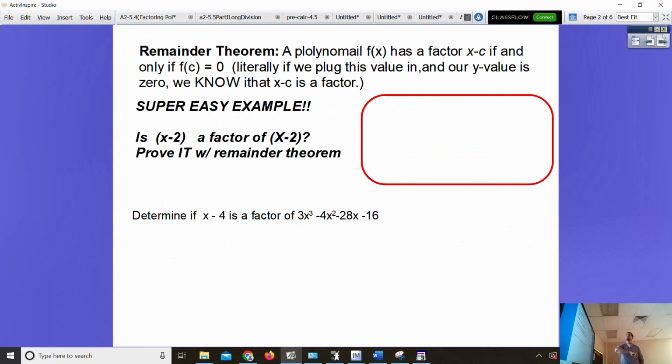Now this first one, this is the remainder theorem. A polynomial, whatever a polynomial is, notice the typo? F of x has a factor x minus c if and only if f of c is 0. That's function notation, and I know what that means to you. The super easy example is: is x minus 2 a factor of x minus 2? So if x minus 2 is a factor, then it's equal to 0, x is 2. Now I find f of 2 by plugging it in to that problem right there. And by God, it was 0. That tells me it's a factor. This is a factor.